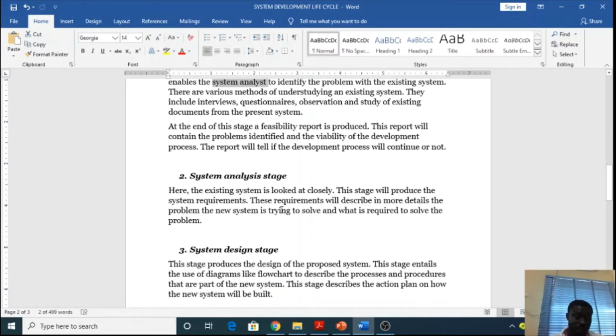You know what the problem is now, so you start to analyze. You begin to look at the problem closely to see how you can solve it. Okay, so this stage will produce the system requirements. You begin to list out the requirements. What and what do you need?